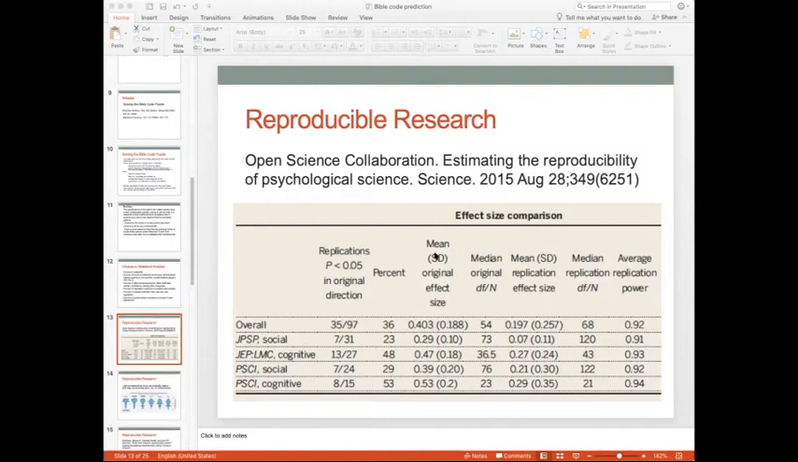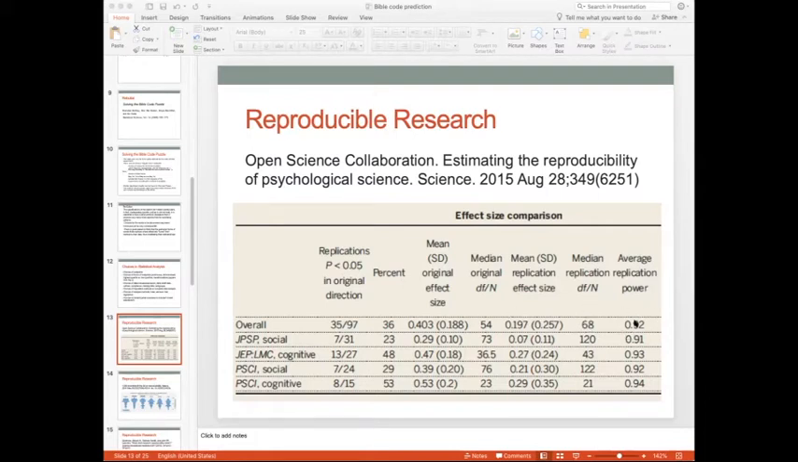In the original papers, the mean effect size is 0.4, with a median sample size of 54. When they tried to reproduce them, the mean effect size in the replication is 0.197, so it's about half of the original effect size. The median replication sample size is 64, a little bit bigger than the original sample size.